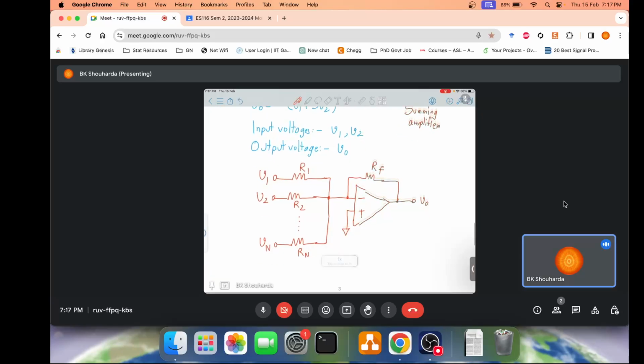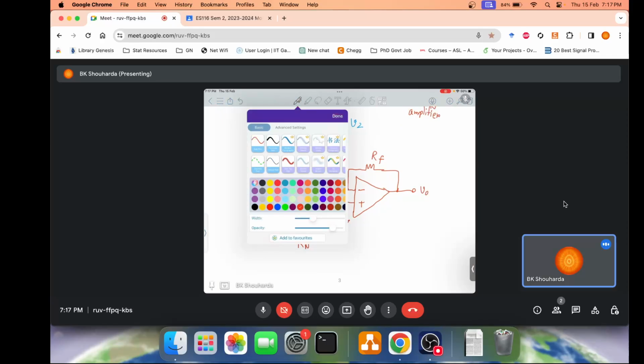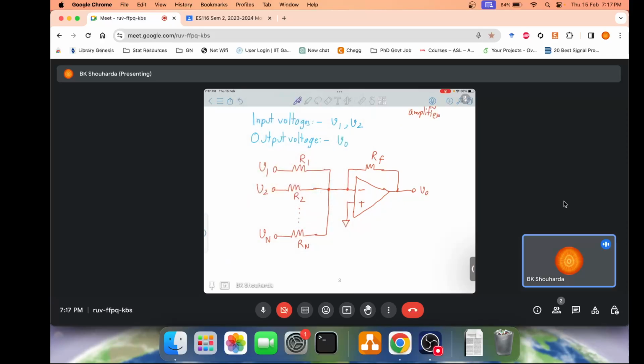So what is the expression for this? A very simple hint would be to use the superposition theorem, and without much detail, let me straightforwardly set the formula in front of you. It's VO equals minus of Rf by R1 times V1 plus Rf by R2 times V2, and so on, Rf by Rn times Vn. How can you actually prove this?